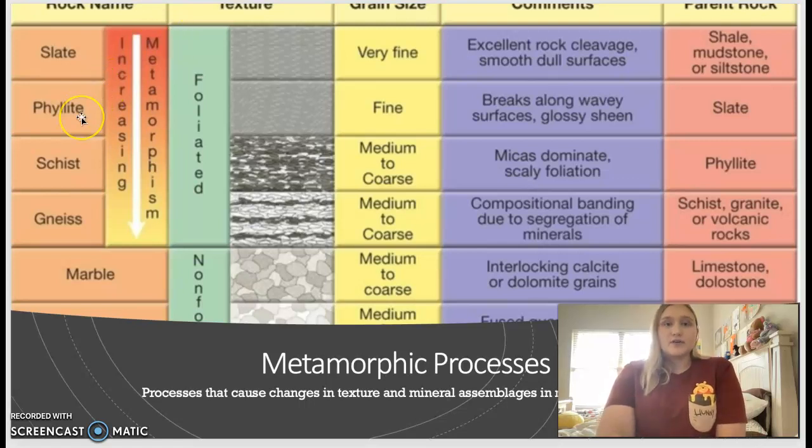As I was saying earlier, slate is very fine grain. Phyllite is fine. Schist is medium to coarse. These are foliated rocks, and gneiss is medium to coarse, but they all have different grain sizes, and that is due to the pressure and heat. Over here, these are the parent rocks and what the parent rock can turn into, like slate can turn into phyllite.